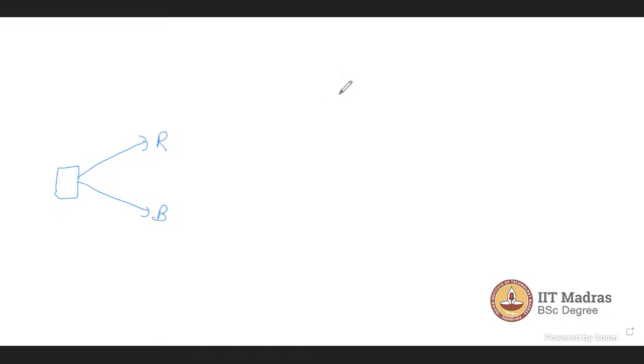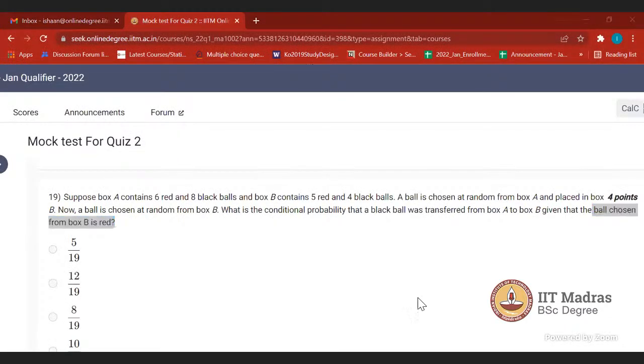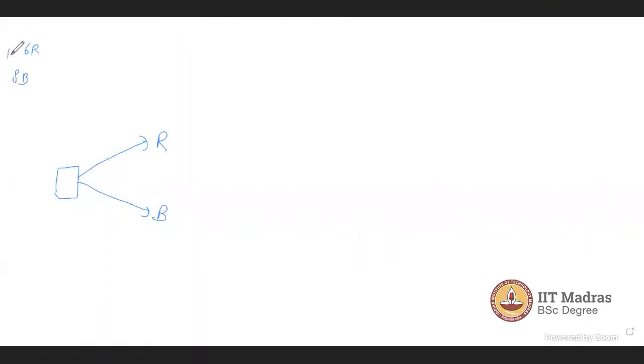Yes, sir. So the probability that we transferred, wait, I need to check the numbers again. It's 6 red and 8 black in bag A, right? Yes, sir. And 5 red and 4 black in box B. So the probability that a red ball is transferred is 6 by 14, because out of 14, only 6 balls are red. And a black ball transferred is 8 by 14. Is it clear till this step? Yes, sir. Box B has 5 red and 4 black, right? Yes. Is it clear now?